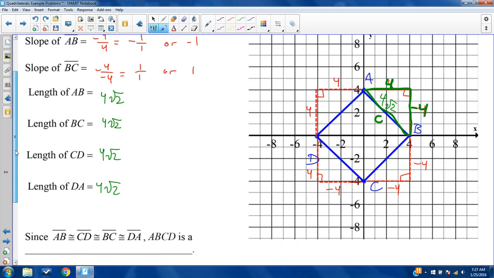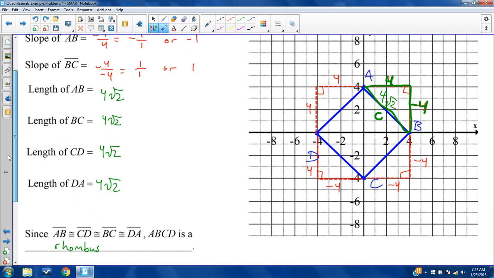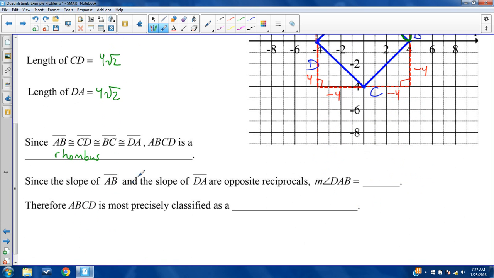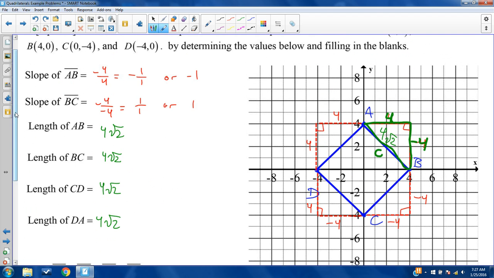Okay, they have more questions down here. Since AB, and look, they actually lead you to the fact that you're going to get the same answer. Since AB, CD, BC, and DA are all congruent, ABCD at the very least must be a rhombus because all sides are congruent. Now, we did find the slopes of AB and BC. They say the slopes of AB and DA are opposite reciprocals, which I'm not sure why they said, because we never found the slope of DA, but we could.